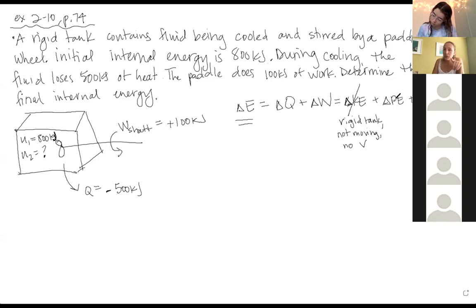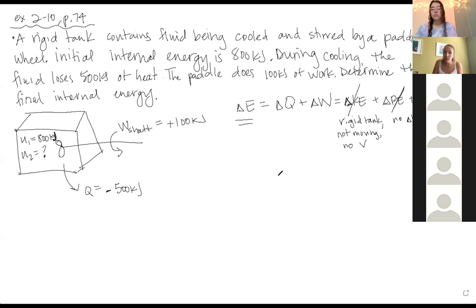For a change in potential energy, we need some sort of height change or some sort of influence by gravity by changing height. So we also don't have any potential energy included here. There's no delta H. The tank isn't huge. The tank's not on top of a cliff and going to fall. There's no change in height that's going to happen. So the only thing that we're concerned about is this internal energy term and heat and work.